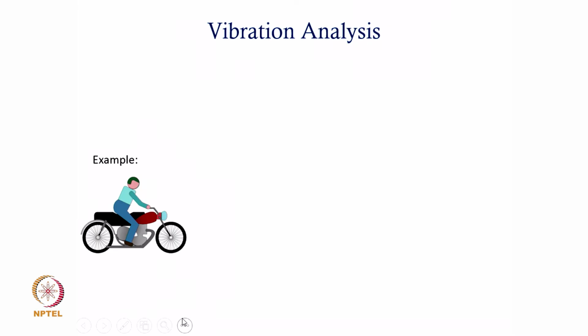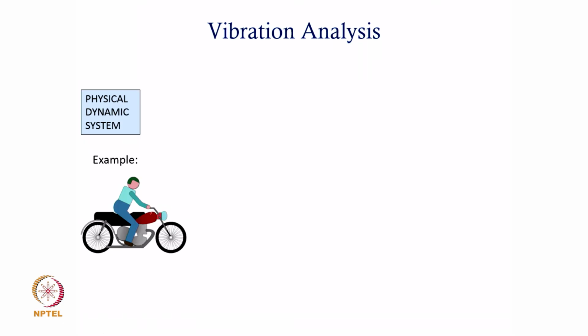So, an example here I am taking is an automobile, as you see here, with a rider on top. We shall now look at what are the steps in vibration analysis if we are supposed to investigate a vibratory system like this. So, what we have in this picture is a physical dynamic system, and this physical dynamic system we want to analyze for its vibration response.